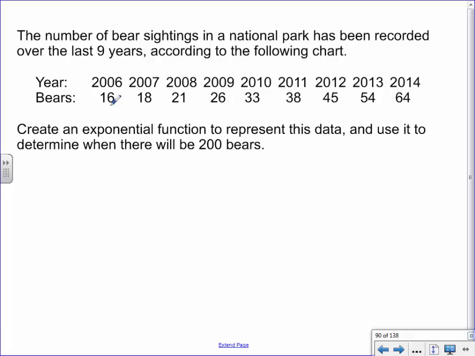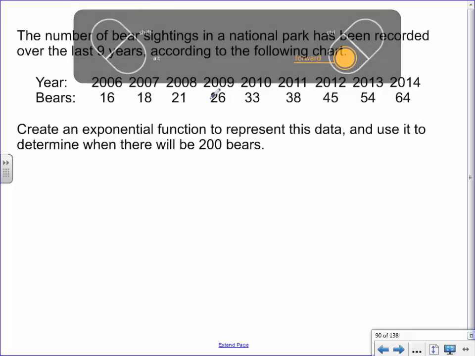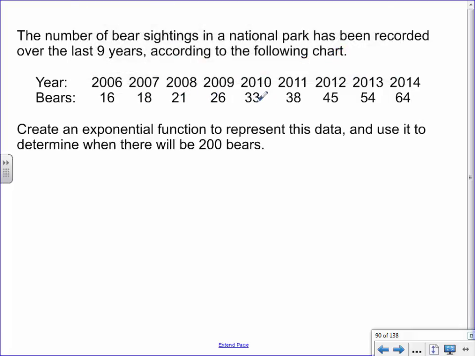Hopefully, the bear population can grow over time, because eventually we get to the point where there's 18, 21, 26, 33. Now, but look at the rate of growth. From this year to this year, it went up by 2, right? From 2007 to 2008, it went up by 3. Then it went up by 5. Then up by 7. Then up by 5. Then up by 7. Then up by 9. Then up by 9. Is that a consistent rate of growth?